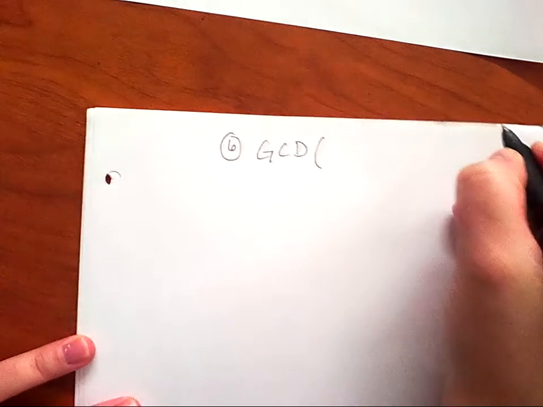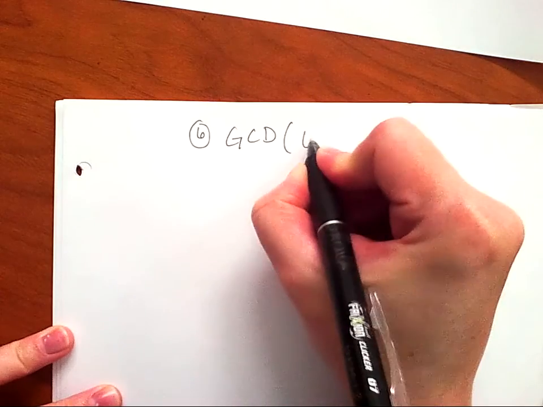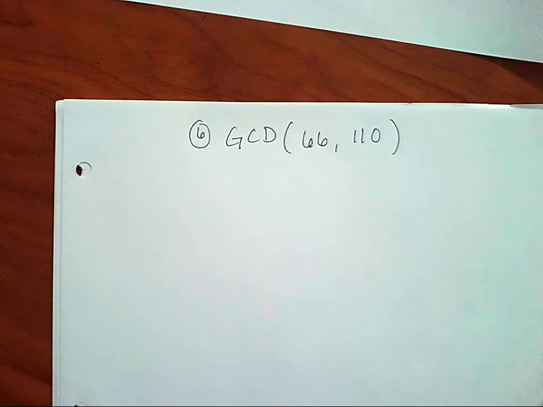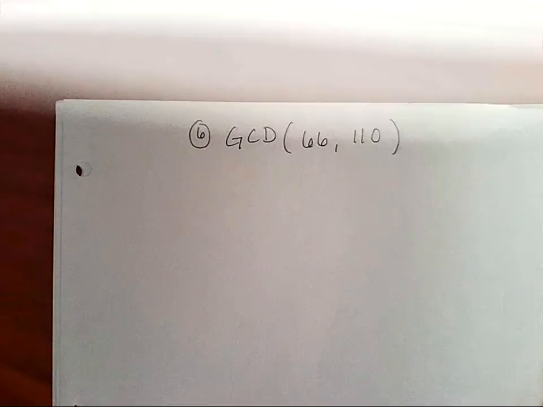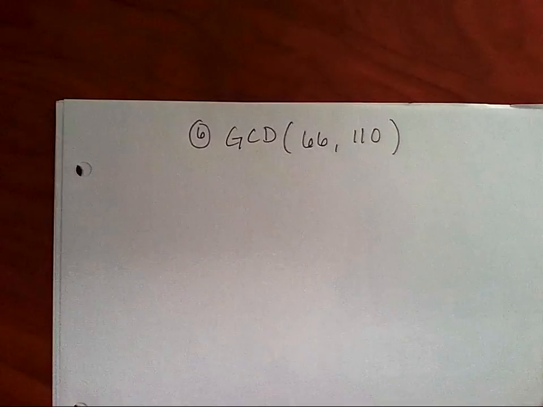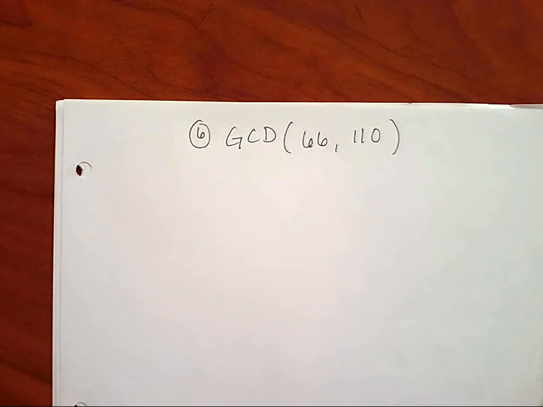All right, so we're looking for the GCD between 66 and 110. When you're answering that, I want all this written down. Show me. You should be able to factor 66 and factor 110 without a phone. If you have a calculator, you can use the calculator.